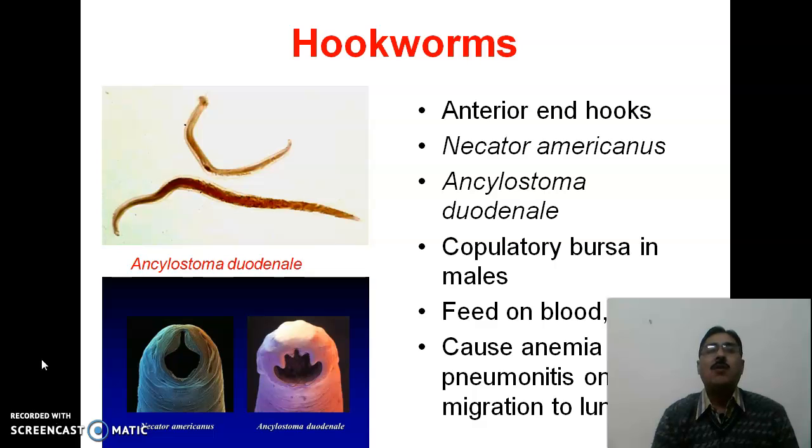The males of hookworms are characterized by the presence of a copulatory bursa. They feed on blood and lymph which are present in the intestinal wall, and as they feed on blood and lymph, it causes anemia, and pneumonitis if they migrate to the lungs of the host.